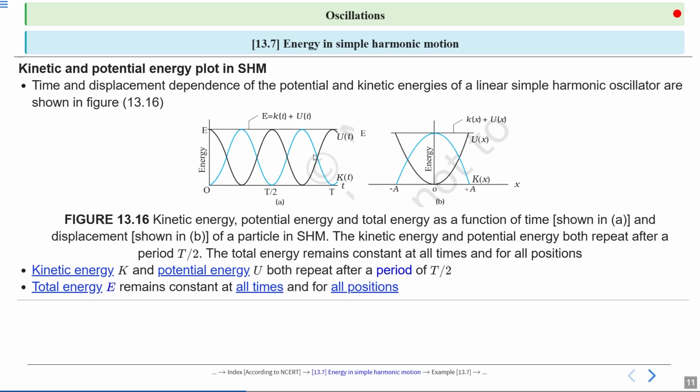So look at figure 13.16b. This one is the potential energy, and this one is the kinetic energy. So maximum here, maximum kinetic energy, minimum potential energy, and vice versa. So in SHM, energy just shifts between kinetic and potential forms, but the total amount never changes. This only holds true if there's no friction or energy loss.